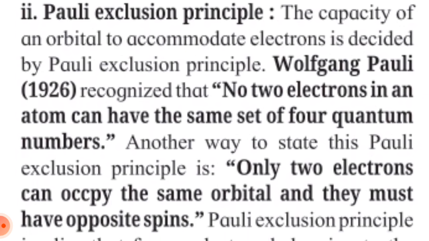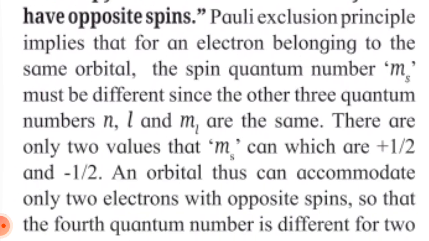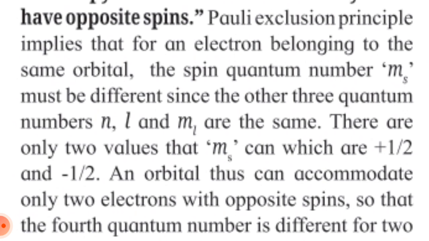Second, Pauli exclusion principle. The capacity of an orbital to accommodate electrons is decided by Pauli's exclusion principle. Wolfgang Pauli, in 1926, recognized that no two electrons in an atom can have the same set of four quantum numbers. Another way to state this is that only two electrons can occupy the same orbital and they must have opposite spin. The Pauli exclusion principle implies that for electrons belonging to the same orbital, spin quantum number ms must be different, since the other three quantum numbers n, l, m are the same.